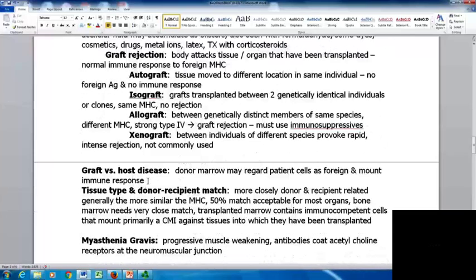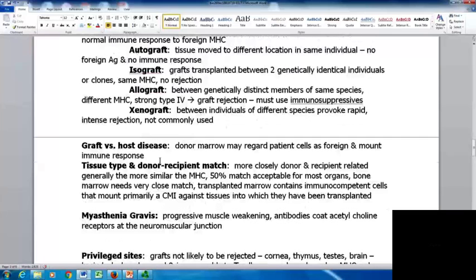So with graft versus host disease, you can have a donor marrow that may regard the patient's cells as foreign and then mount an immune response. So when we look at tissue type and donor-recipient match, the more closely the donor and recipient are related, usually the more similar the MHC. About a 50% match is acceptable for most organs. Bone marrow is going to need a very close match. Transplanted marrow contains immunocompetent cells that mount primarily a cell-mediated immune response against the tissues in which they have been transplanted.